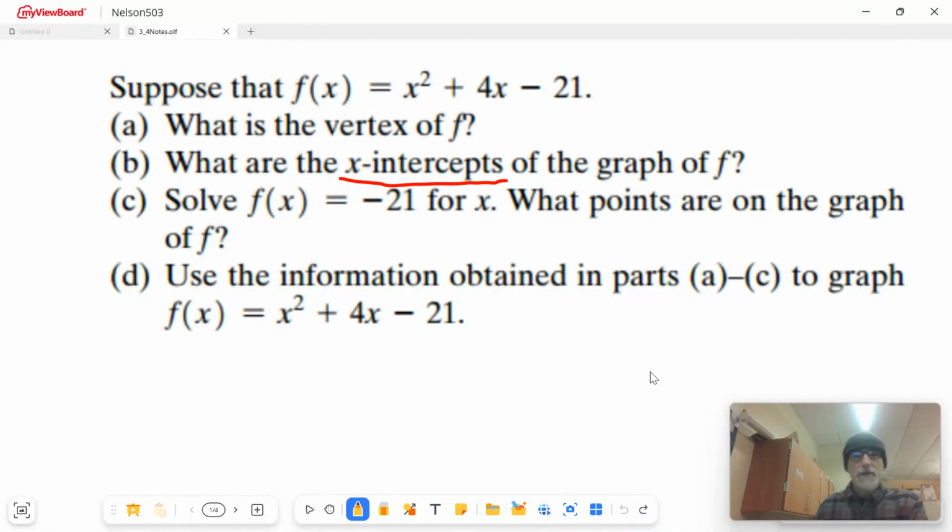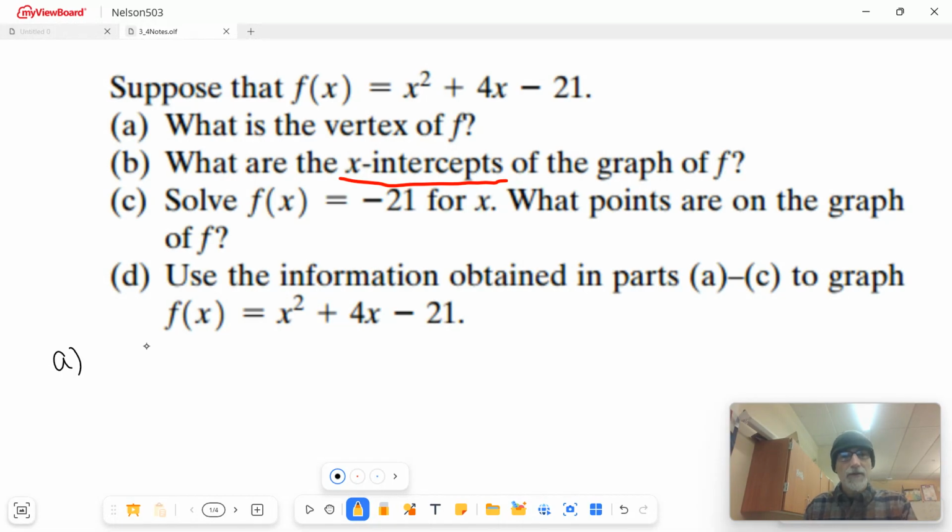All right, folks, I'd like you to watch this video if you need help with parts B, C, and D. I think we've gone over the vertex part several times. I may not have made it clear yet, but I hope I will on this attempt.